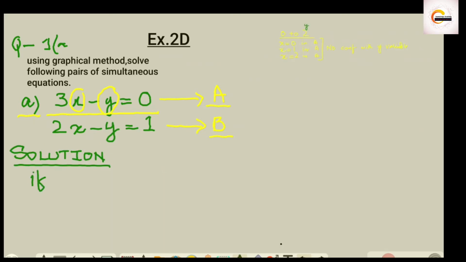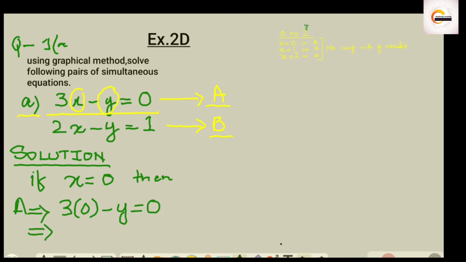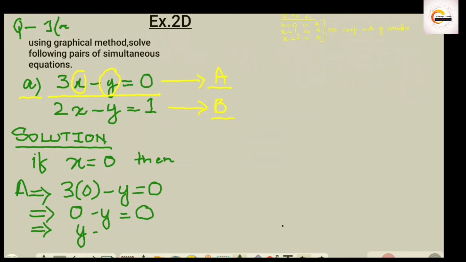If x equals 0, then equation A will be 3 into 0 minus y equals 0. 3 multiplied by 0 is 0, so minus y equals 0, and hence the value of y is 0. Now we can say that one point on our straight line is (0, 0). So this is the first point.